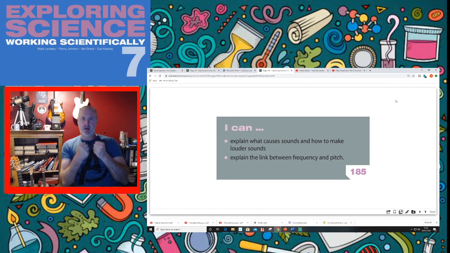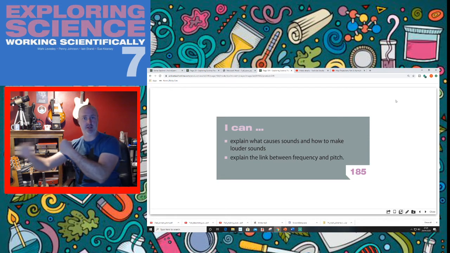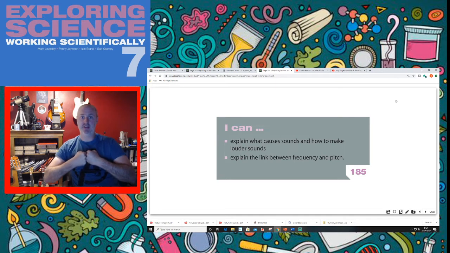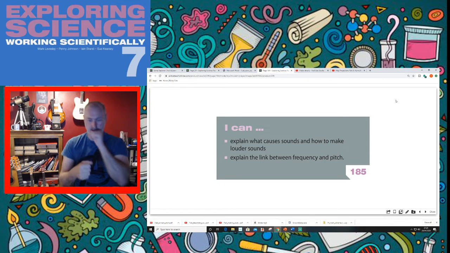And that's because when these particles are vibrating or oscillating and banging into the particles next to them, in a solid, particles are arranged closer together. So when they vibrate, it's easier for them to bang into something next to them. So essentially what I'm saying is, to create a sound, we need to have something that's vibrating or oscillating.